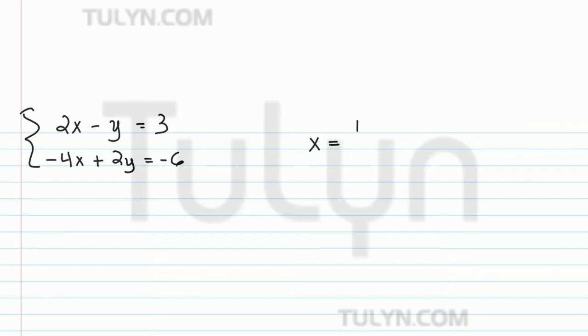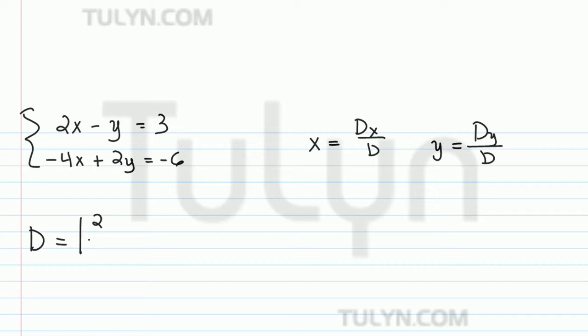So say I give you the system of equations: 2x minus y is equal to 3 as the first equation, and then we have minus 4x plus 2y is equal to negative 6. And I want you to solve using Cramer's rule. So we know that x is going to be Dx over D, and y is going to be Dy over D. And how we find D is using the coefficients in both x and y.